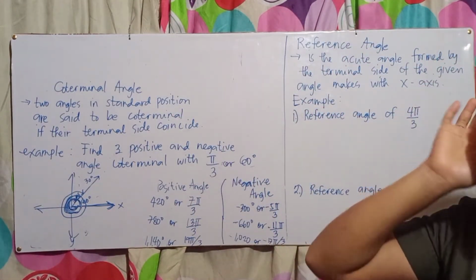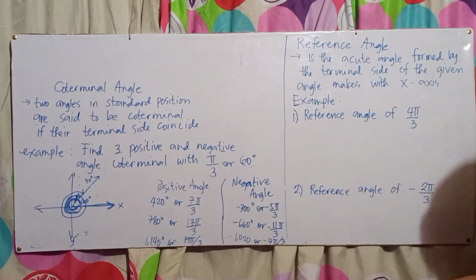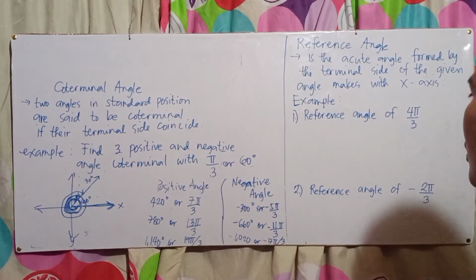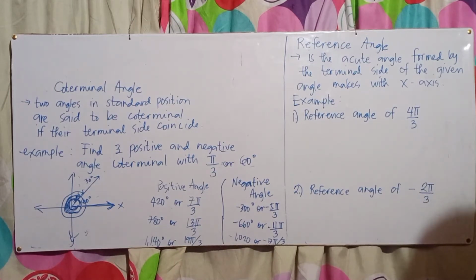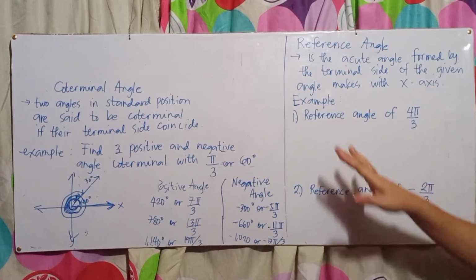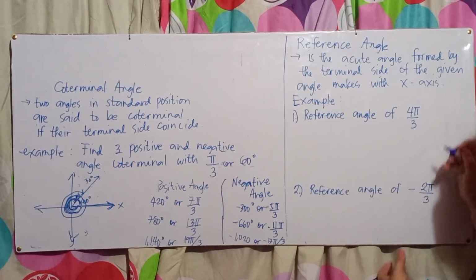Okay, next is the reference angle. So, reference angle is the acute angle formed by the terminal side of the given angle that makes with x-axis. So, katong acute angle na duol sa x-axis. Okay, so example 1. Find the reference angle of 4 pi over 3.